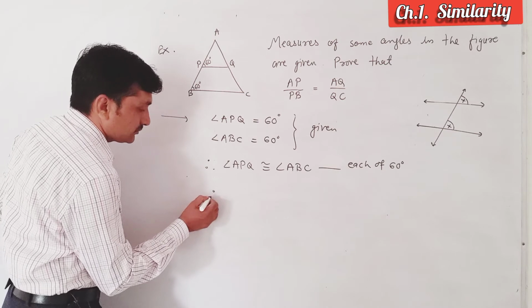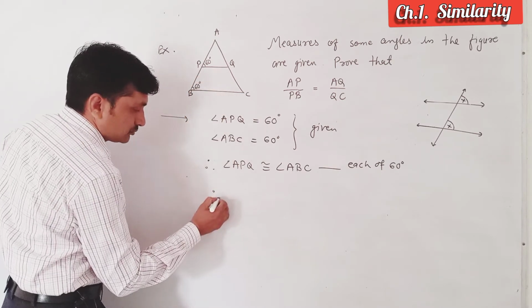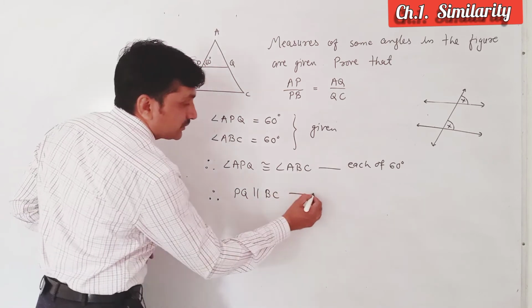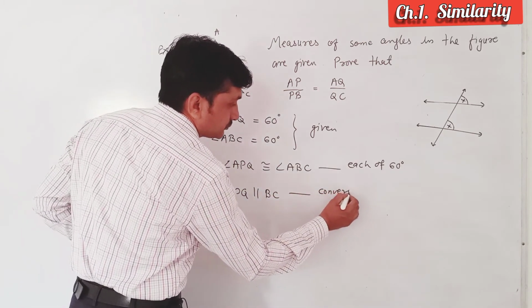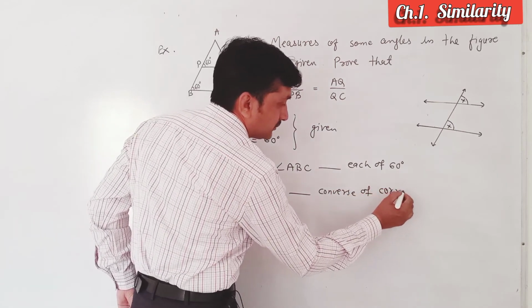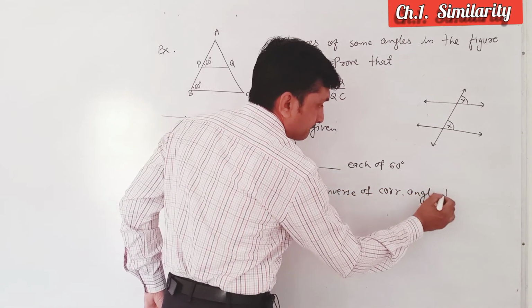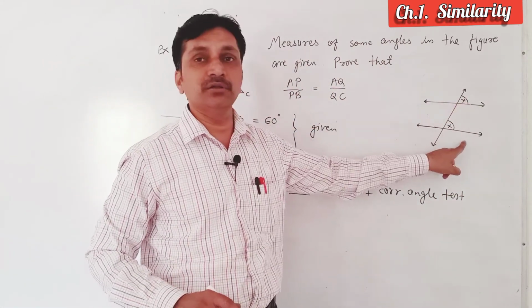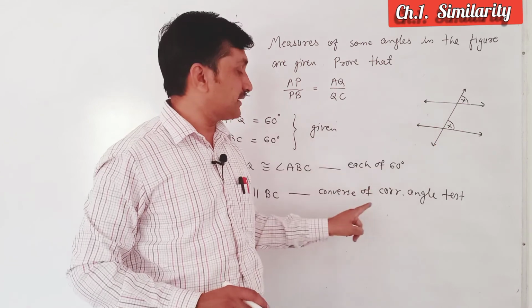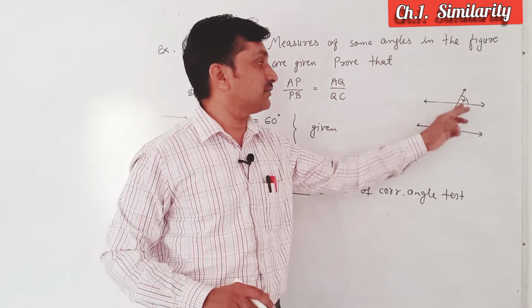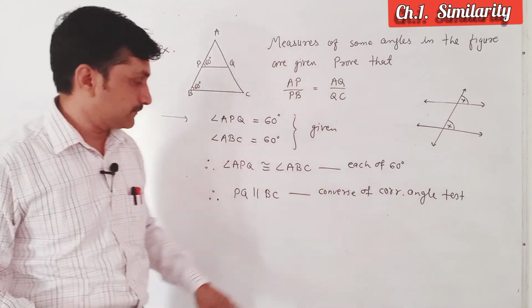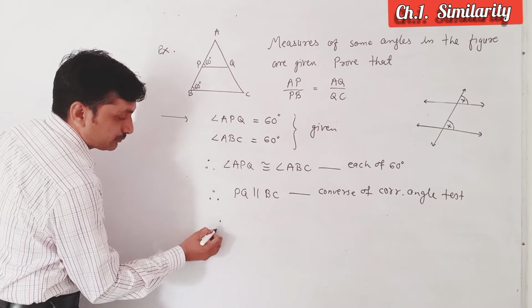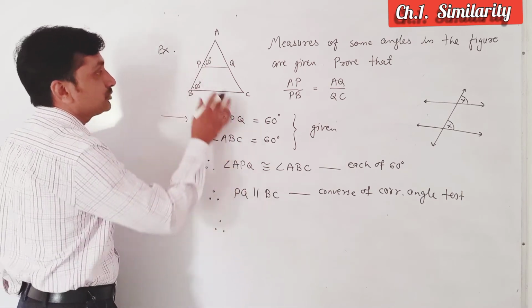Therefore we can write here, therefore PQ is parallel to BC. Why? It is the converse of the corresponding angle test. In the corresponding angle test, we say first lines parallel, then angles congruent, but in the converse it will be opposite. If angles are congruent, then lines are parallel. Therefore here we got PQ parallel to BC, and if PQ is parallel to BC, we can use BPT now.